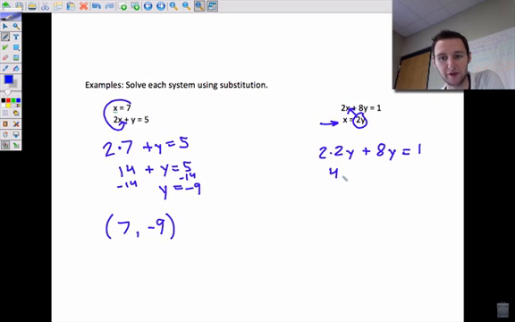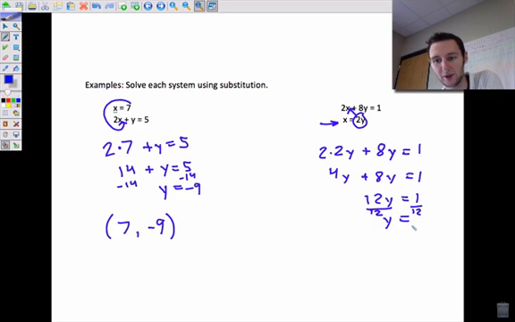Simplifying a little bit, you get 4y plus 8y equals 1. That's 12y if you combine like terms, equals 1. And y equals, divide each side by 12, y equals 1/12. Okay, so now we know what y is for the solution. So our solution here, the y coordinate is 1/12.